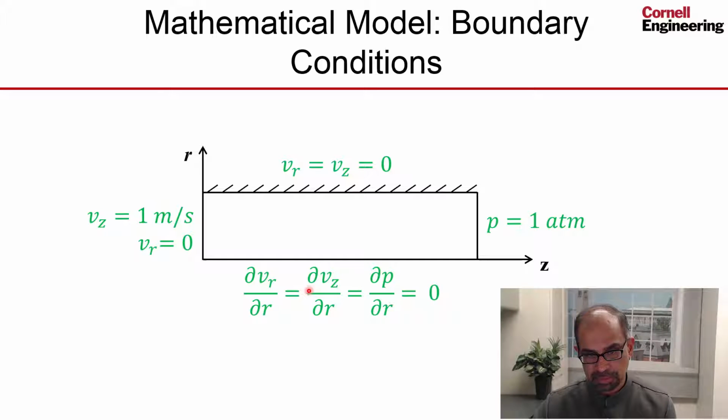And at the axis of symmetry, we set the radial derivatives of velocity and pressure to be 0, because there can be no variation of velocity and pressure in the radial direction at the axis of symmetry. And also the velocity at the axis of symmetry has to be in the axial direction. So we set the radial component of the velocity to be 0. So those are the boundary conditions.